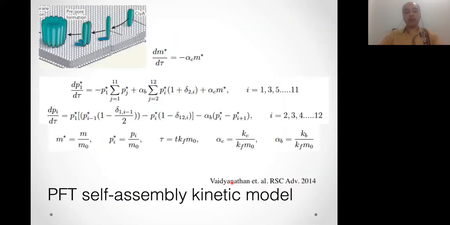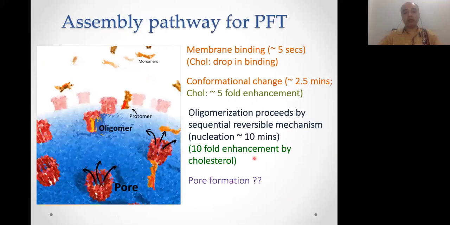Okay, so you can capture these processes again by looking at the photobleaching as a function of time, and we do fit them to models to extract which kind of a kinetic scheme they follow. And at the end of the day, we strongly believe that there is a sequential reversible mechanism which involves a nucleation. And I didn't get a chance to show you the data, but about a 10-fold increase because of the presence of the cholesterol, which also helps in the assembly process. Okay. Now, we don't know how the pore formation happens, but that's a story for later.